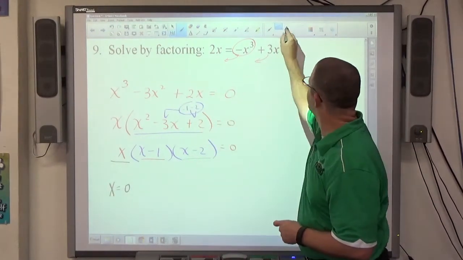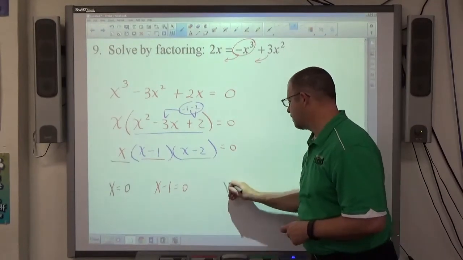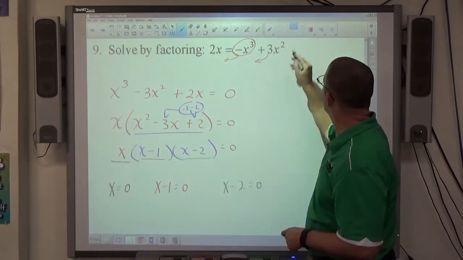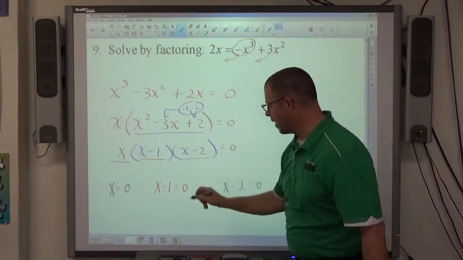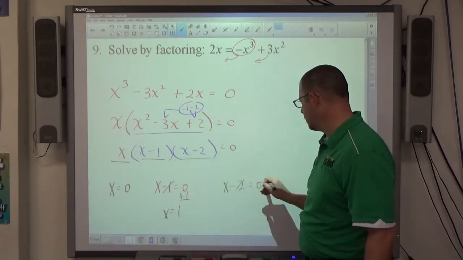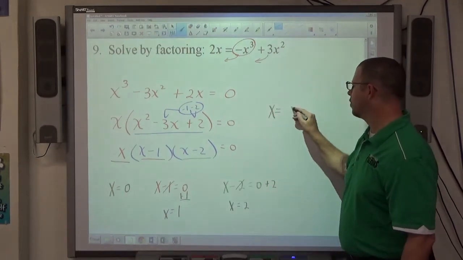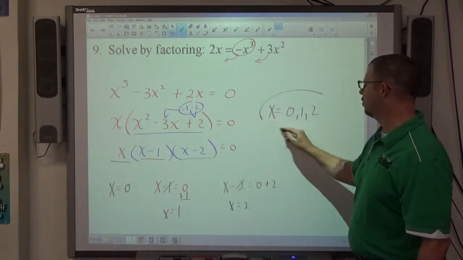X equals 0, x minus 1 equals 0, x minus 2 equals 0. X equals 0, done. X minus 1 equals 0, that gives me x equals 1. X minus 2 equals 0, that gives me x equals 2. So x equals 0, 1, and 2 are the solutions to the problem.